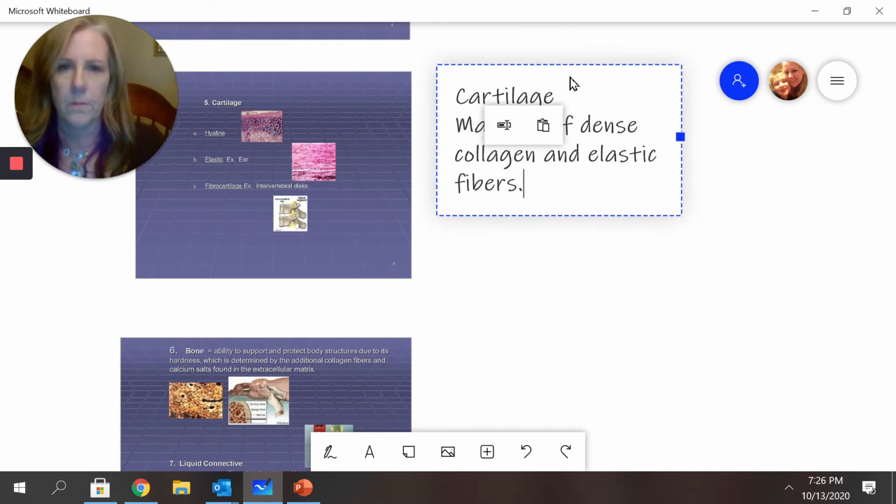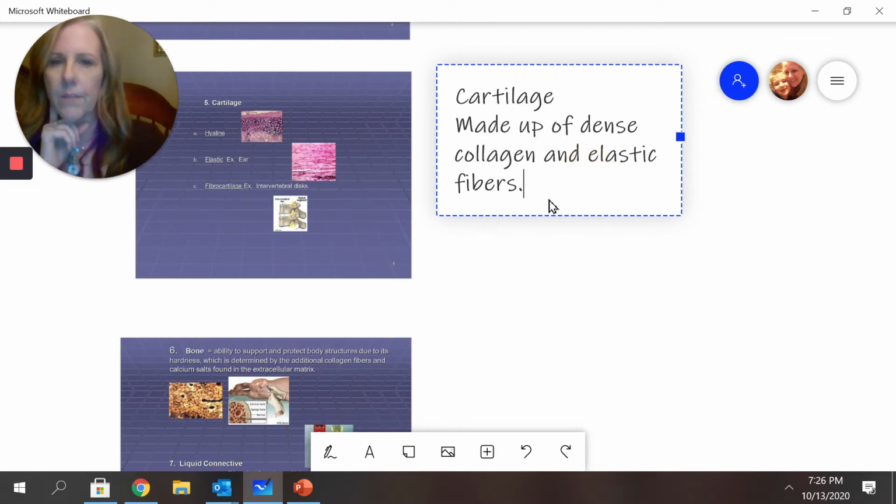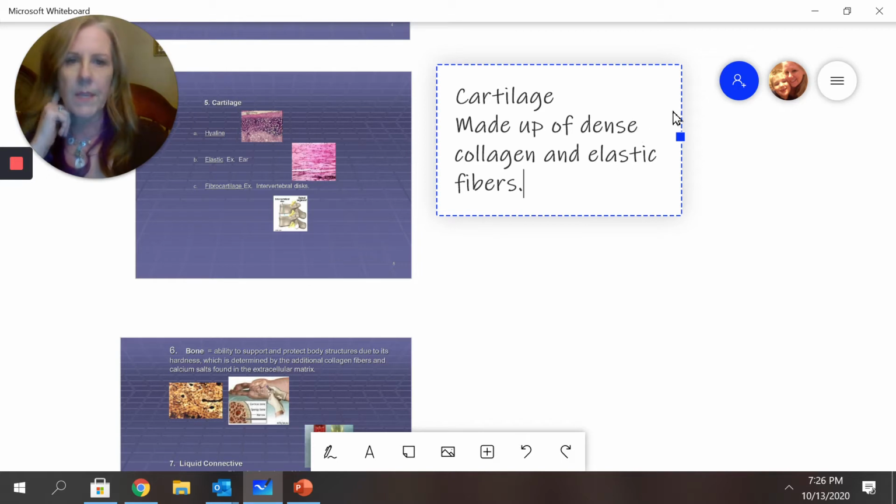I don't know why that thing's in the middle. Oh, made up of dense collagen and elastic fibers. So dense means that it's very compact and it has a lot of collagen and elastic fibers. There's 3 types of cartilage, and I have it listed for you. So we have hyaline, elastic, and fibrocartilage.